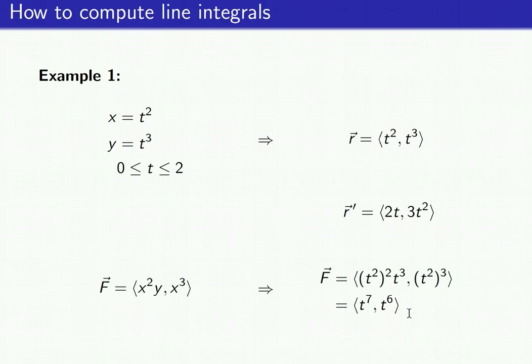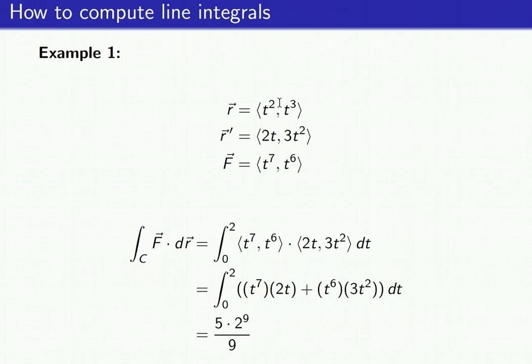Multiply it all out. You should get t to the 7th comma t to the 6th. I won't work it out for you. You should be able to do that yourself. And so that's what we got. R prime, and f. Integral of f dot dr, you just put in f here, r prime here, dt. This is a dot product. So take the dot product, multiply the x components, multiply the y components, add them, you get this. Do a little algebra, do a little calculus, you should end up with that. You should, by the way, check to make sure this makes sense to you by pausing the video and working this out for yourself. So go ahead and do that right now.